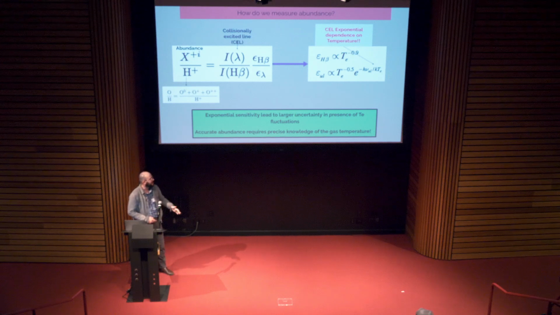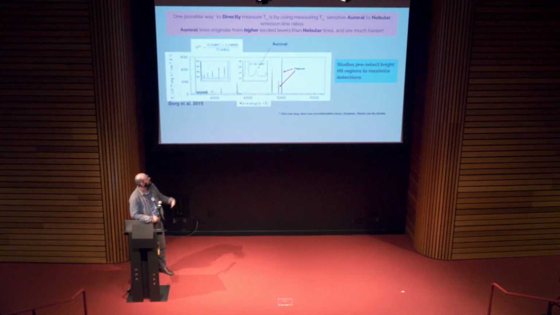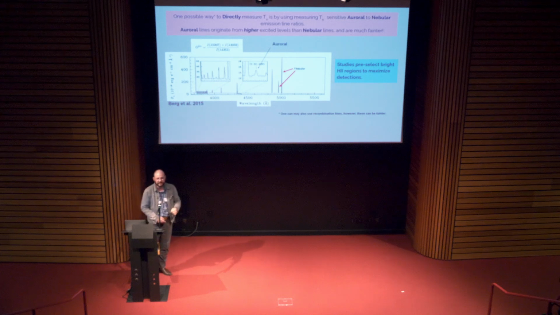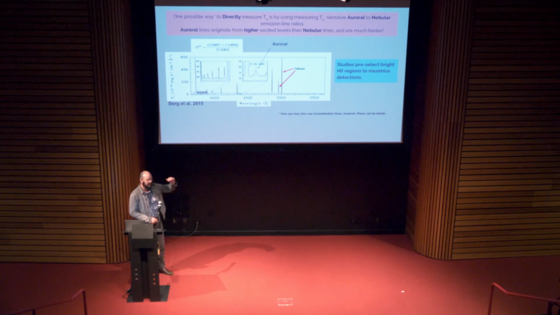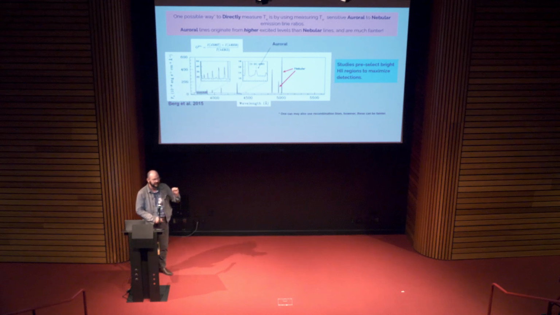But we're just going to dig the hole deeper because there's kind of issues with measuring the temperature. One way to directly measure the temperature is through the use of auroral and nebular line ratios. Auroral lines are just transitions from upper excited states. So for oxygen 3, you have the strong nebular lines, which are 5007 and 4959. And the auroral line is the next level up, and for oxygen 3, that's 4363.